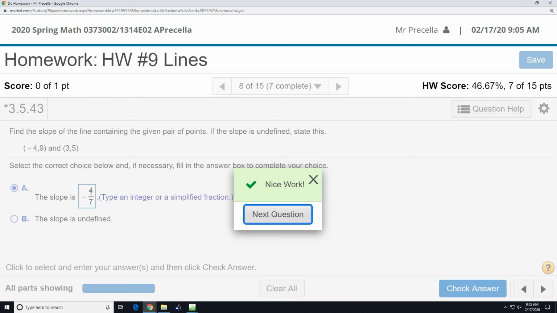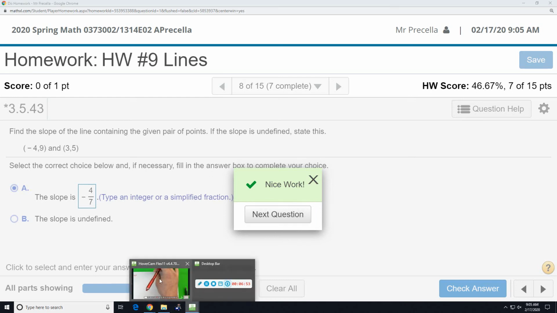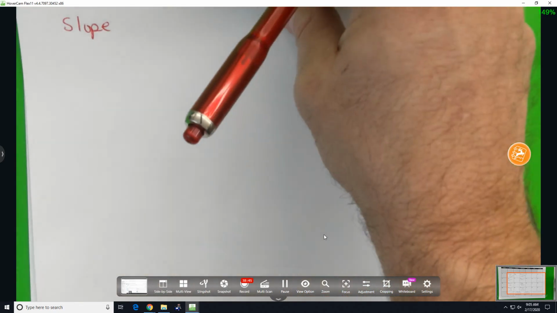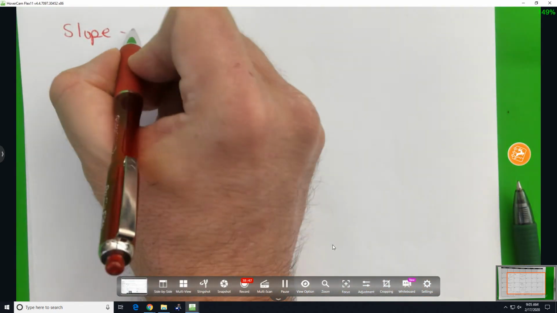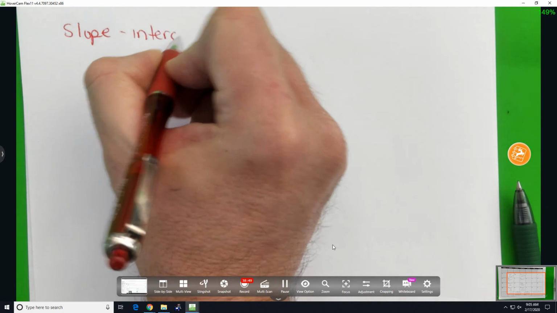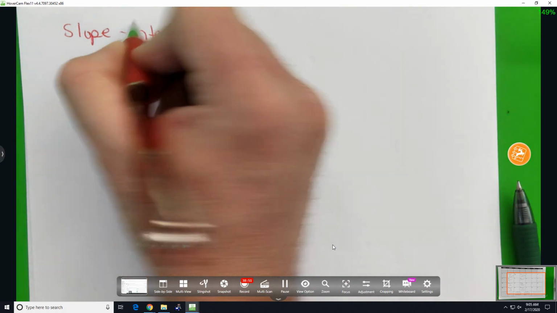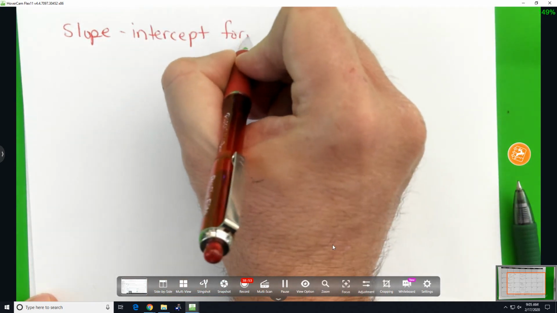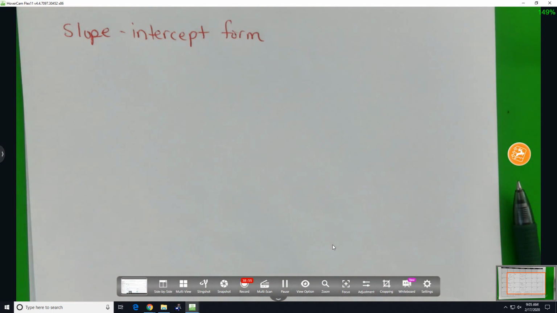Okay. So now, I'm going to write a little bit. The next thing we're going to do is something called the slope-intercept form of a line. Oh, wait, I didn't switch over. Well, there. Slope-intercept. Wow, I sound Texan, don't I? Intercept. The slope-intercept form of a line.